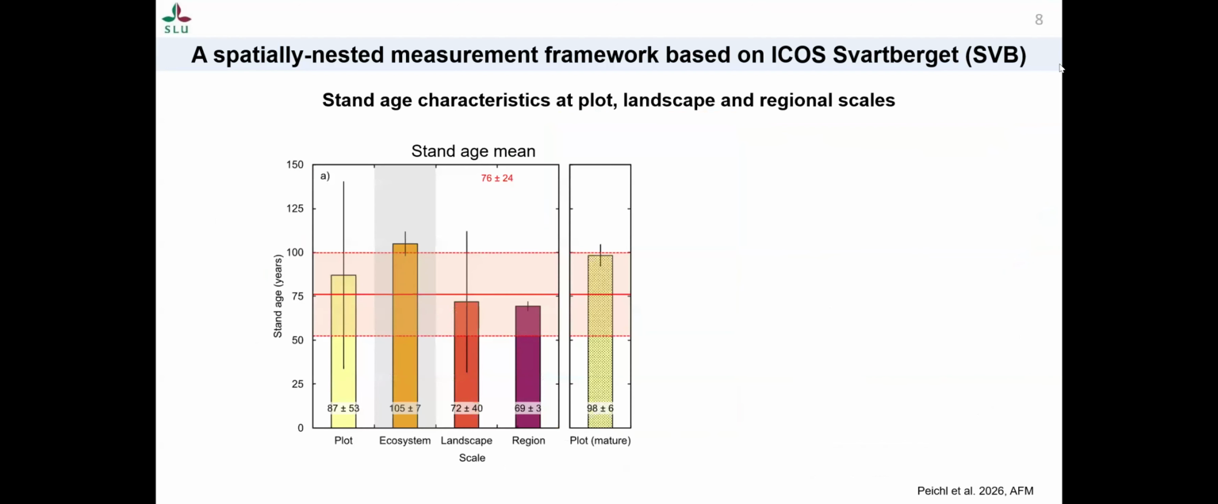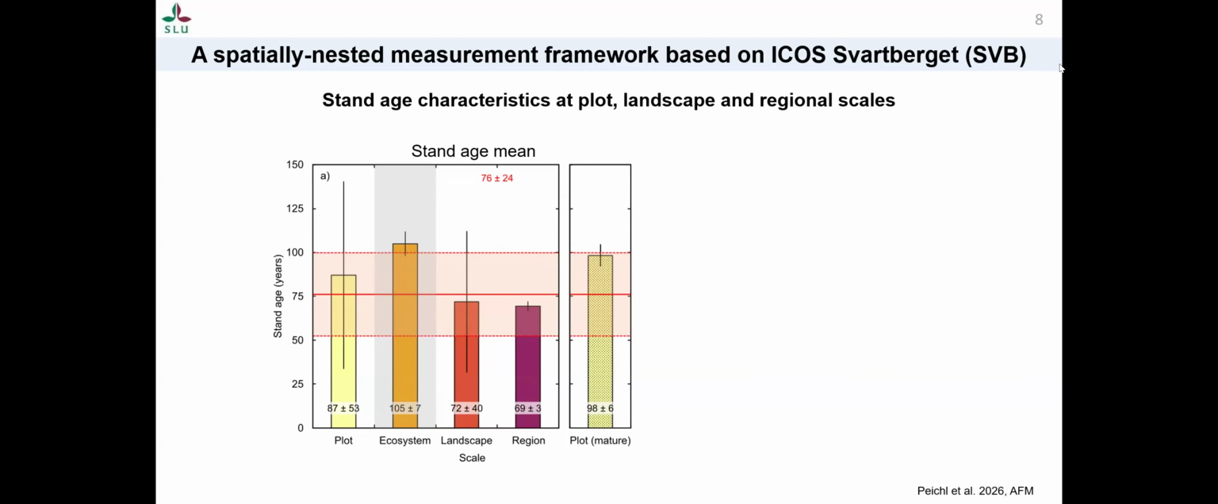And to be able to compare these different measurements across these different scales, the first important thing is, of course, to understand if the population we are measuring is similar. Are we measuring the same? Are the ages of the trees the same? The properties about the same? Because, of course, you go from the plot and the landscape to the regional scale, so there can be quite some differences already due to this scale change.